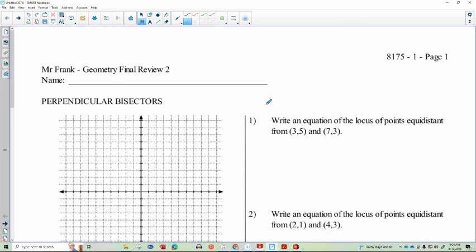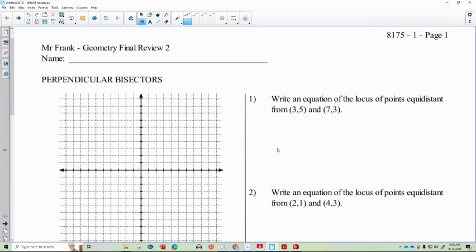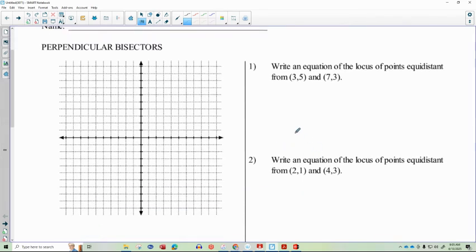Just going to go over a couple of the big questions that you are going to face. There is another video on perpendicular bisectors, so I'd recommend that you check out that one. It goes a little bit more into detail, but I'm just going to do a quick version right here.